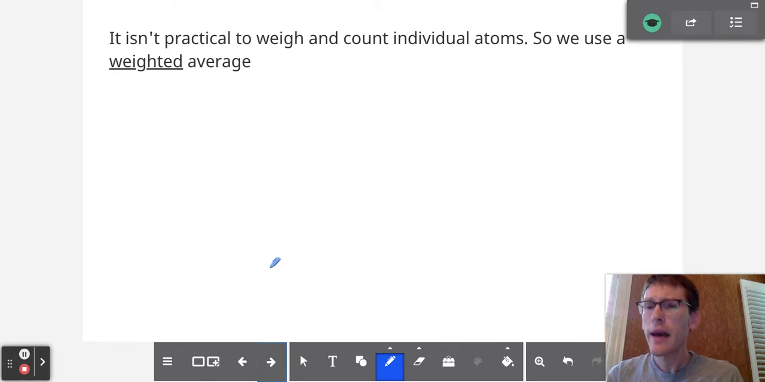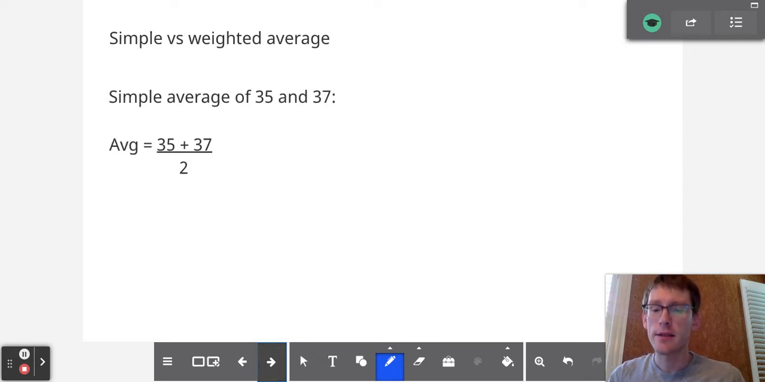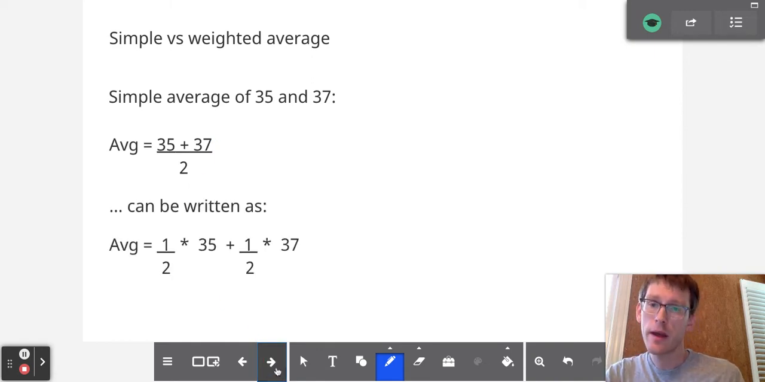Now, in chemistry, it's impractical to try to weigh and count individual atoms. They're just too small and way too many of them. So in chemistry, we use a weighted average. And a simple average, right? When I say average, you probably think back to middle school. A simple average is, say, when you just take all the terms, add them up, and then divide by however many different terms there are. So if you had 35 and 37 and you were trying to average them, you just add 35 and 37 and divide by 2, and you get 36.